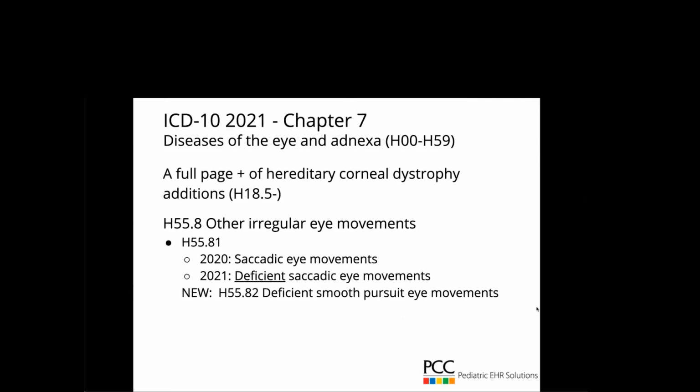So you've got the 2020 version there, and it became, so this is a revision. This is not a brand new code, but a revision of the H55.81. The new code is H55.82, and that is for deficient smooth pursuit eye movements. So depending on how the patient presents, you choose one or the other.